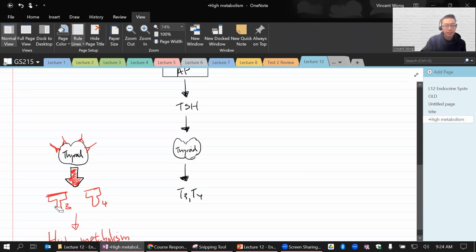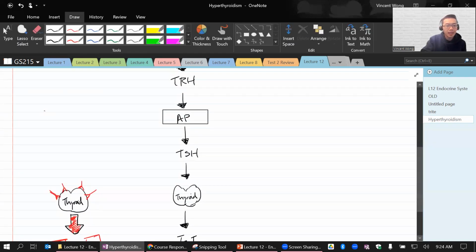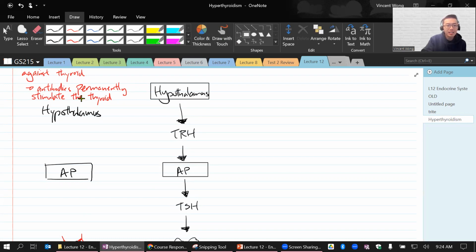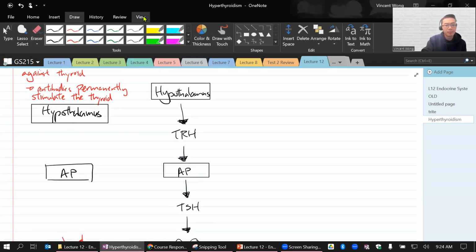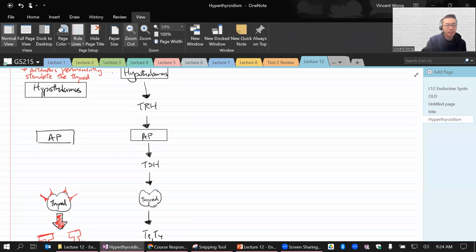Right? You have high levels of T3 and T4. What's going to happen at your AP and your hypothalamus? Are they going to be suppressed, or are they going to be also stimulated? Okay, let's think about that. Sorry, I can't fit everything on the same page.